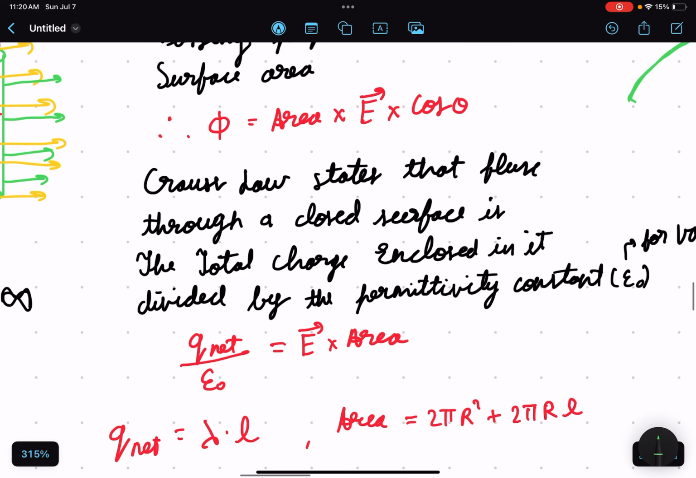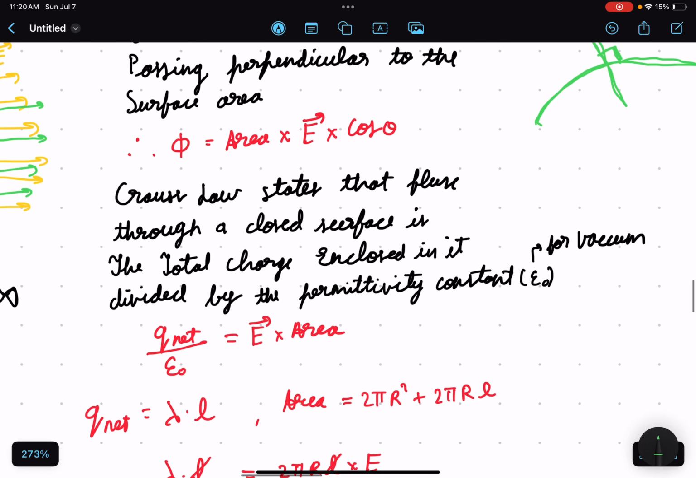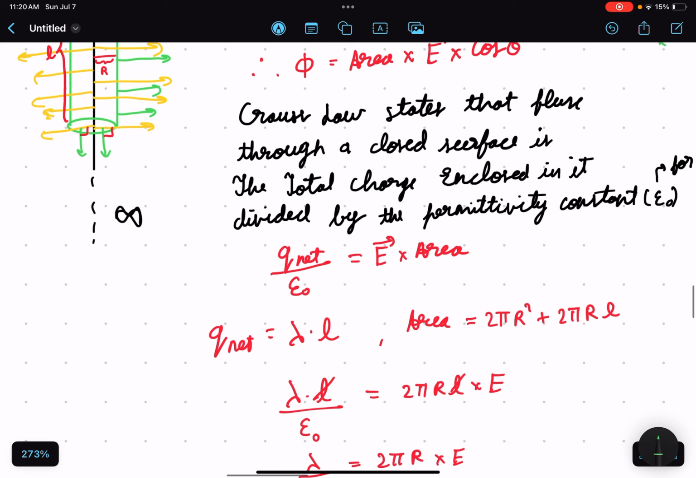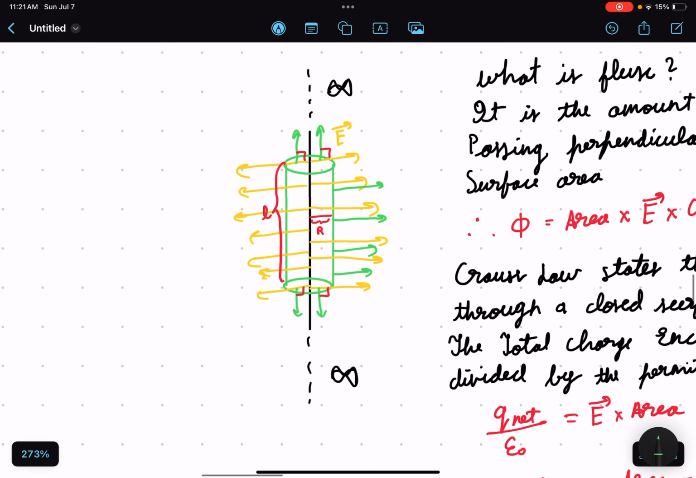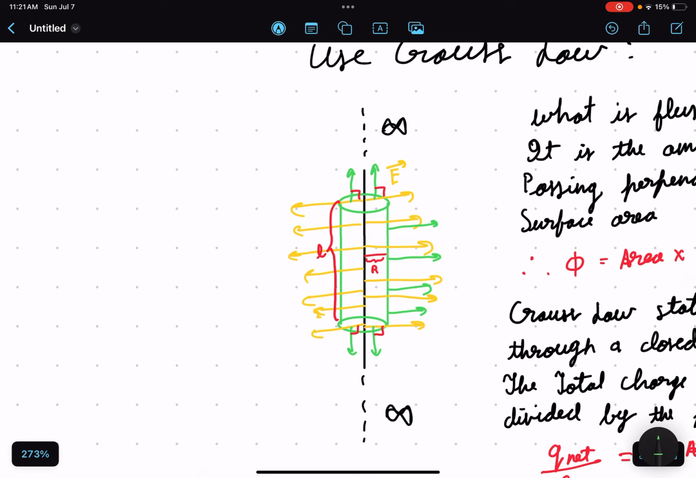Gauss law states that the flux through a closed surface is the net charge enclosed in it, divided by the permittivity constant. As this case is vacuum, I'll take the permittivity constant as epsilon naught. So the formula here is q net divided by epsilon naught, equal to the electric field multiplied by the area vector. As you can see, I've got an infinitely long rod here, and I've drawn an imaginary cylinder around it to calculate the electric field.